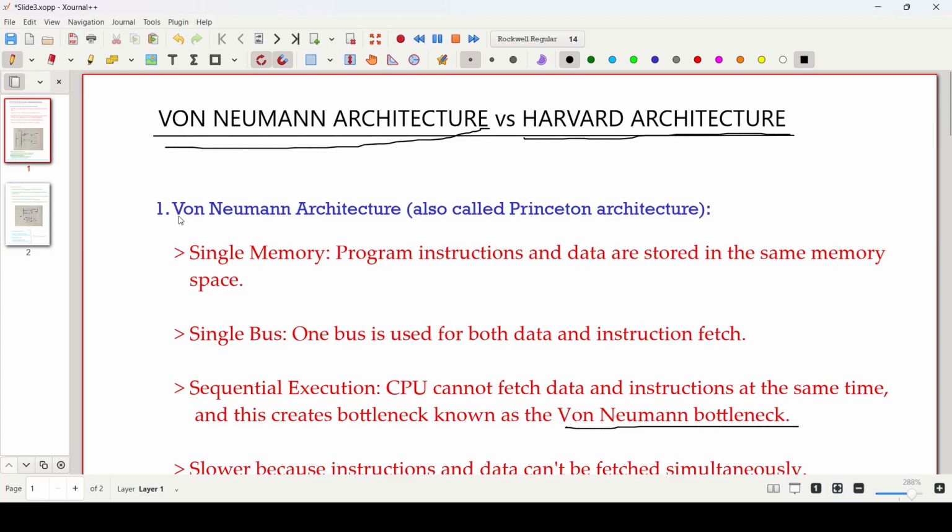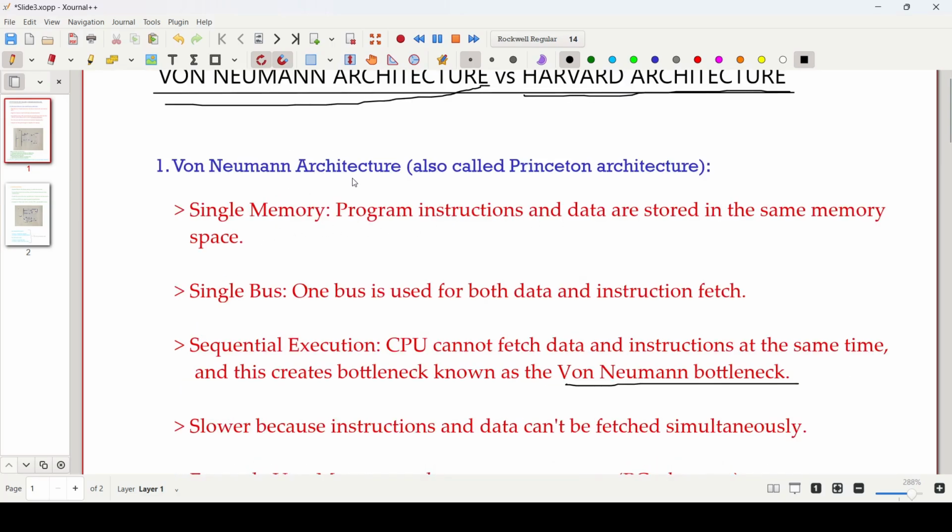So first of all we discuss the von Neumann architecture. It is also called the Princeton architecture, right? So what happens in this architecture, basically a single memory is allotted for the program instructions and the data. Program instructions and data are stored in the same memory space.